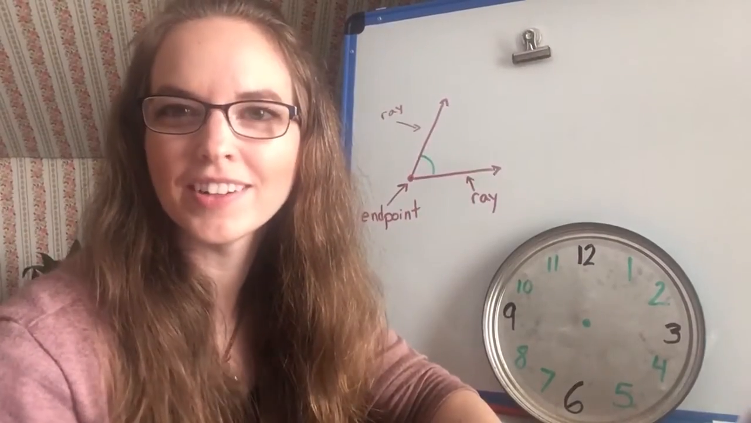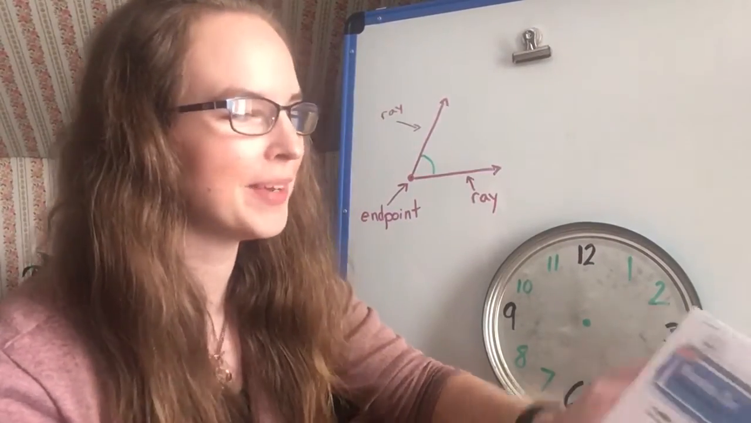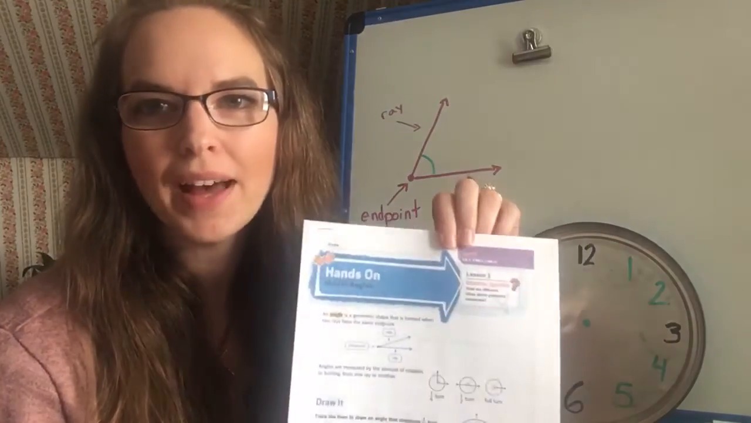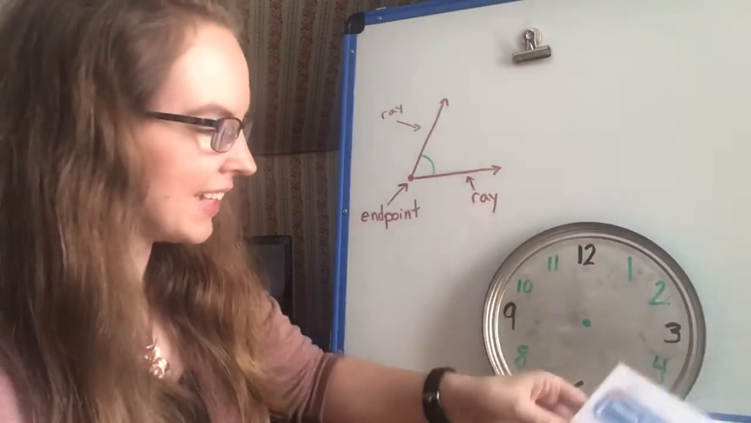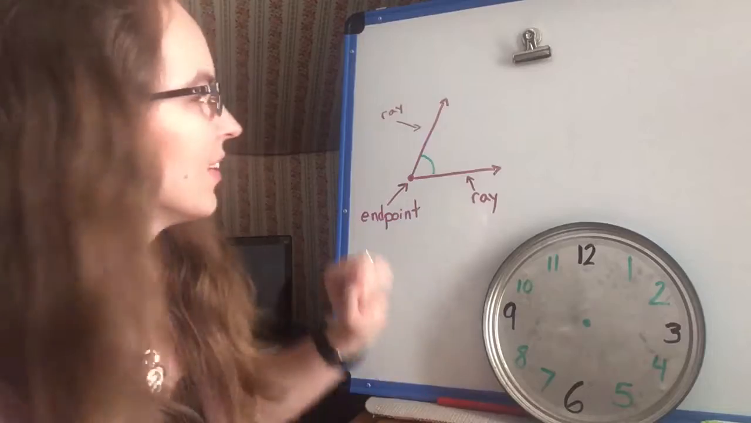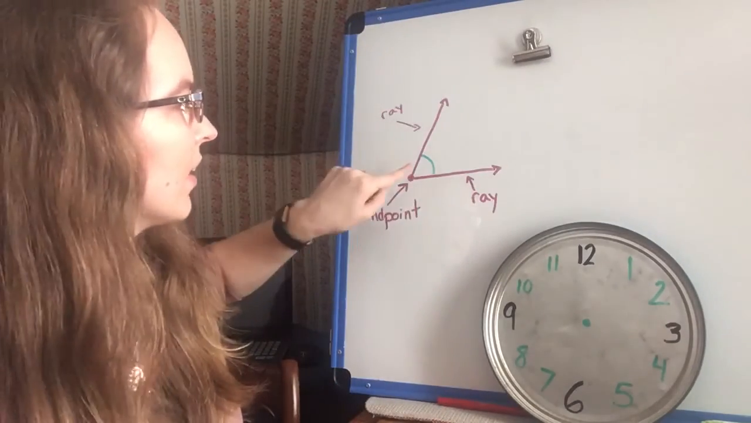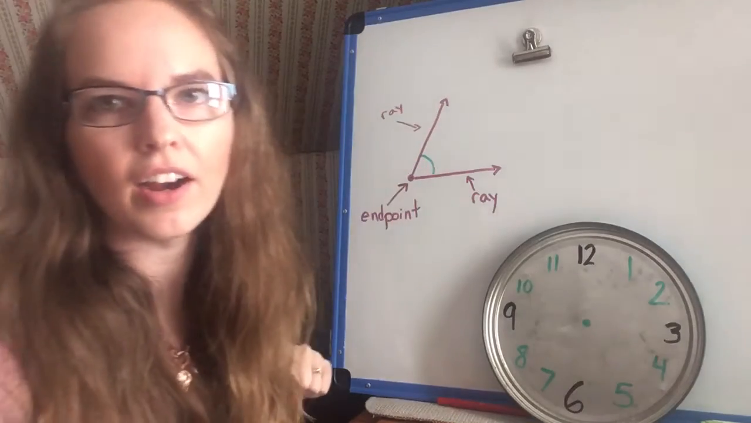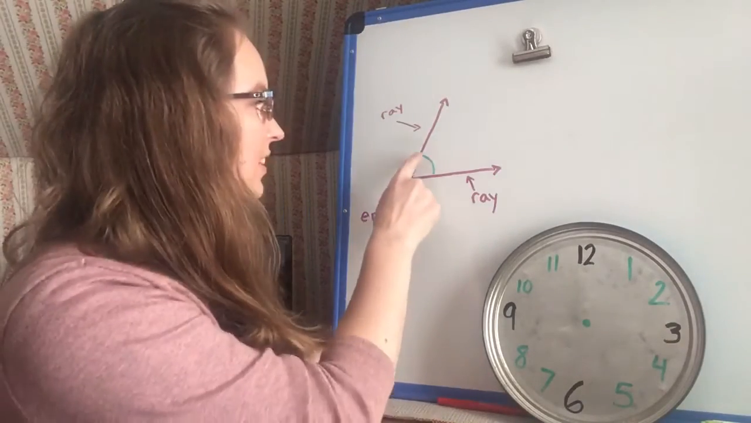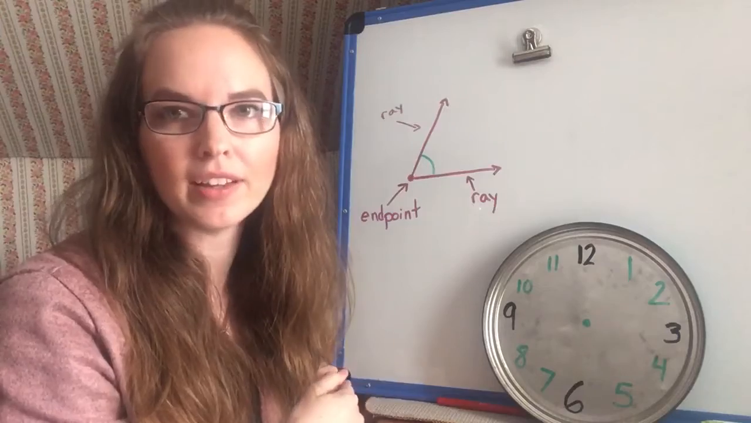All right, boys and girls, ready for lesson 3. So we have our hands-on modeling angles. And this lesson talks about how an angle is made up of an end point and 2 rays. And I added this little kind of arc in there just to show that this is the angle that I'm talking about.